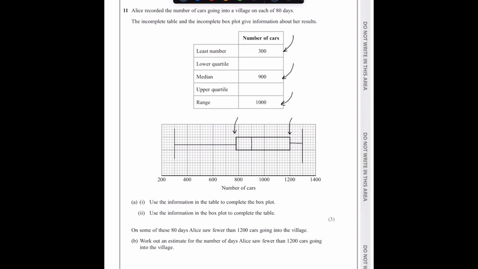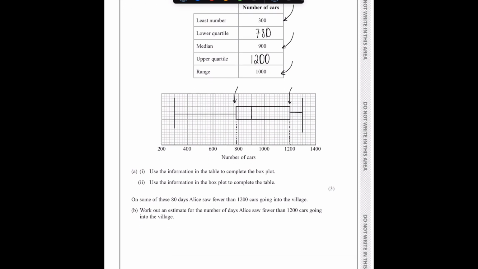But now the second part of part A says, use the information from the box plot to complete the table. So when it comes to the lower quartile, it's this line here. We'll draw a dotted line to extend it. And that is 780. Now looking at the other line that was drawn for us, it goes to 1,200. That is our upper quartile. So 1,200 is our upper quartile. And that's our table filled in.